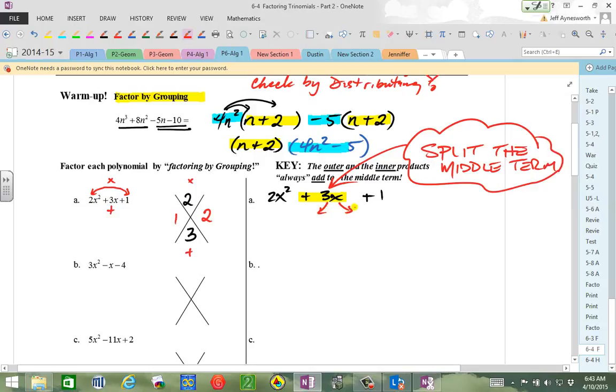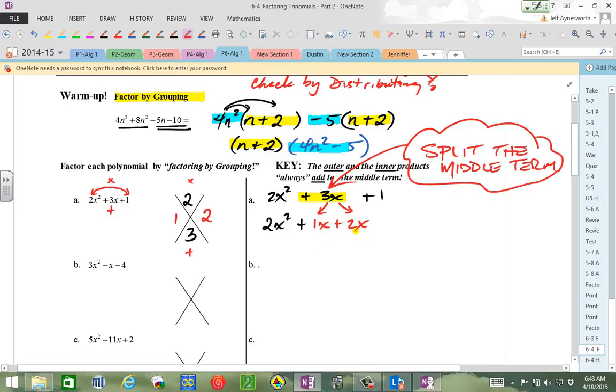All right, how do I do that? Well, I'm going to use these two terms right here. So this is going to become 1x, and that's 2x, because 1x plus 2x is 3x, right? So splitting the middle term, it looks like this. 2x squared plus 1x plus 2x in either order.